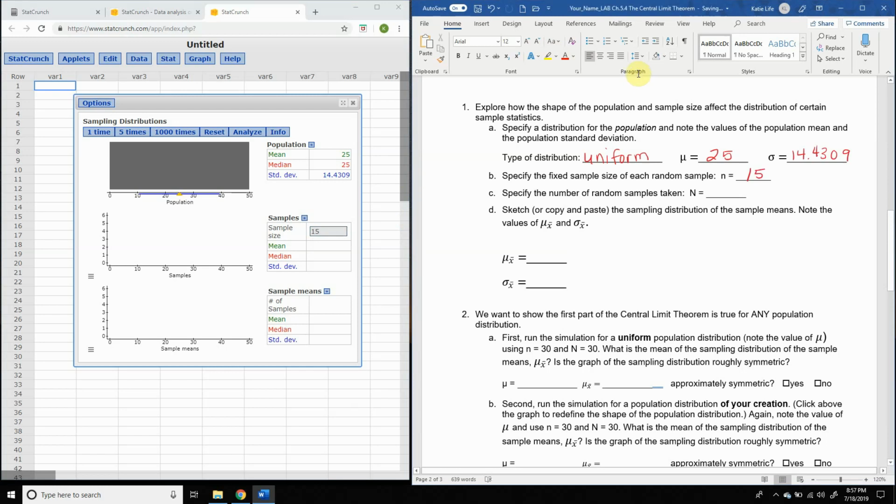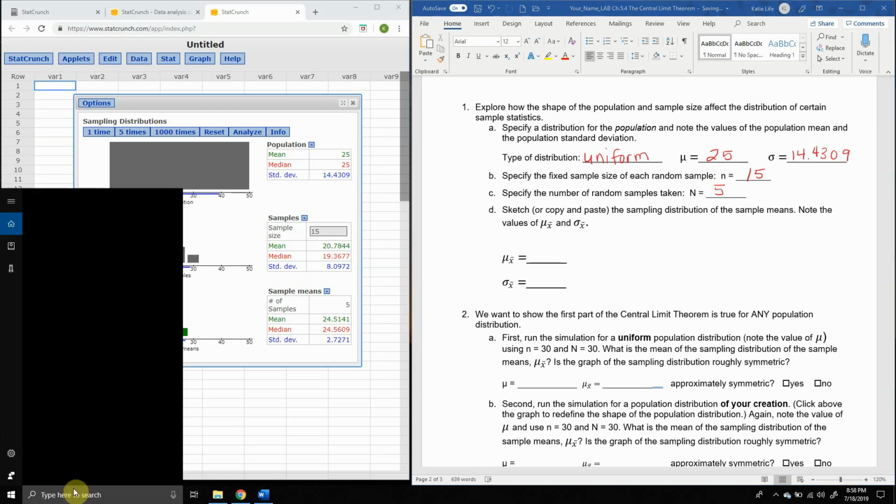And then specify the number of random samples. Let's say I want to take 5 samples. So I click the 5 times button. So 5 samples of 15 people each. Sketch or copy and paste the sampling distribution of the sample means. Well, that is again this little distribution at the bottom with the green bars, right? Each one of the values in that distribution is a sample average that is coming from each one of these 5 individual samples of size 15. So we'll go ahead and copy and paste that real quick.